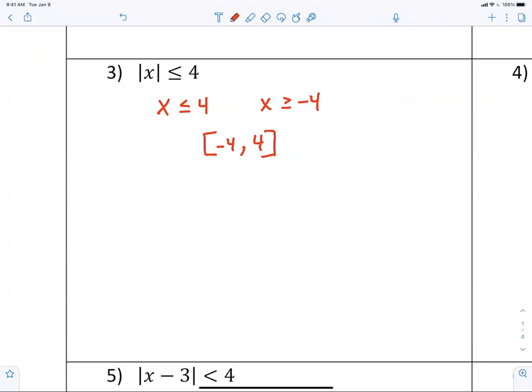And if you don't know, make a number line. That's what you want to do. Just make yourself a number line and look at it. Anybody have any issues with that? Anybody have any issues?